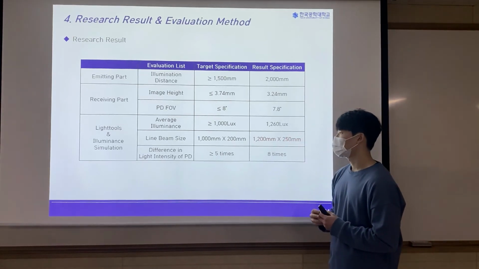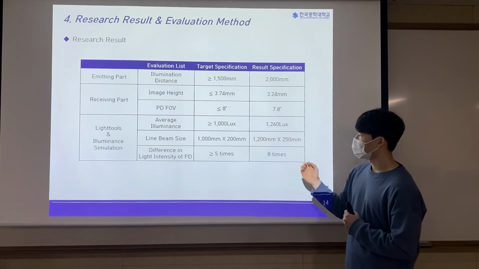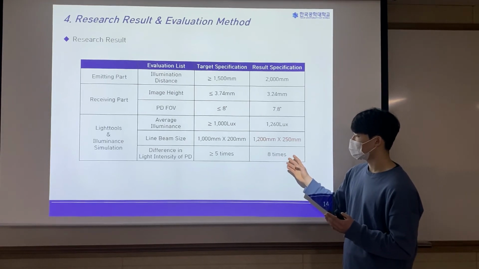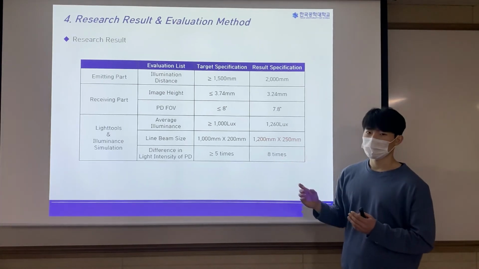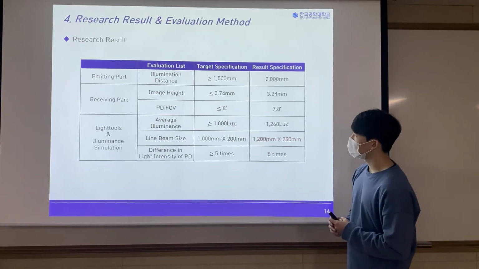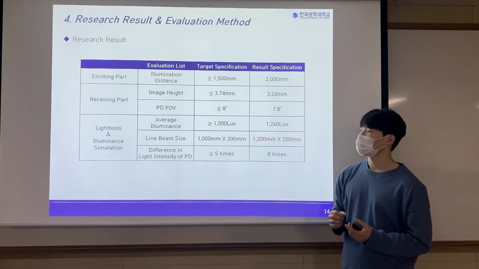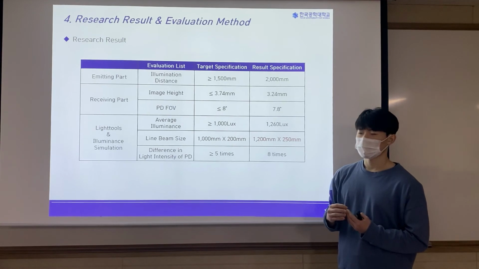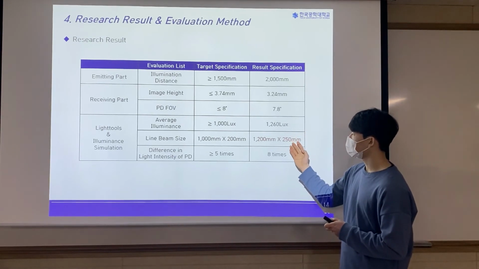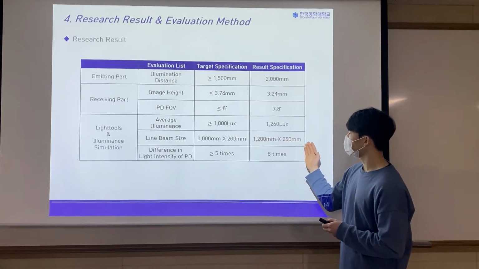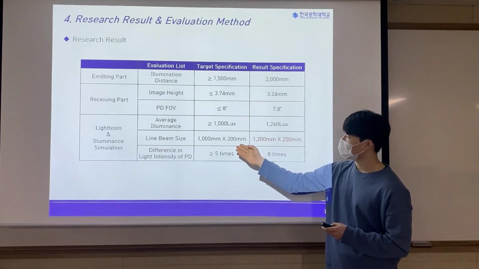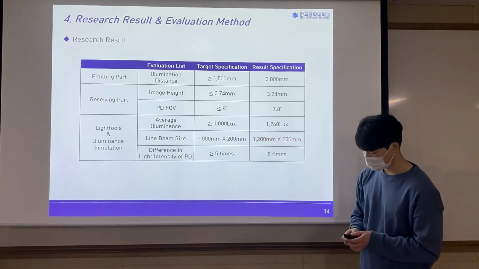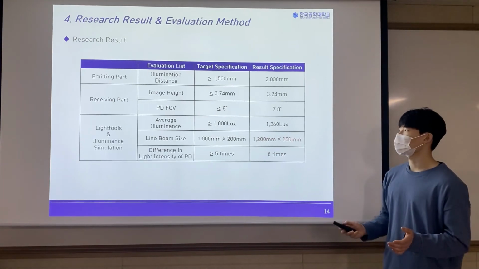In addition, the gap in light intensity of the photodiode, according to the presence or absence of an object, was 8 times bigger than the target of 5 times. All of the specifications met the target specifications, but the size of the line beam was 1200 x 250 mm. It didn't satisfy the target specification of size 1000 x 200 mm. So we are going to improve this part until the next presentation.